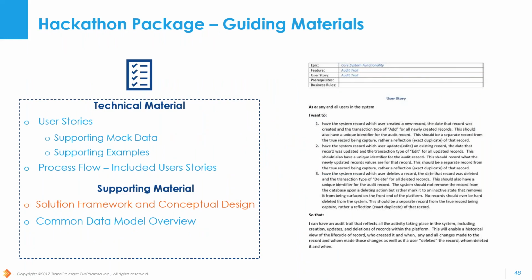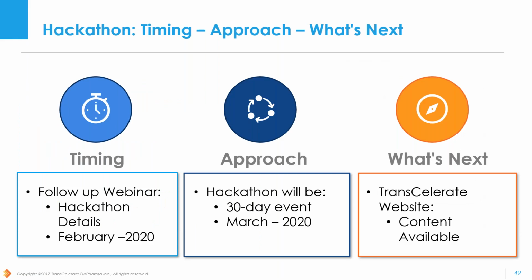Through the hackathon, we are putting together a package. This technology package will provide key material for that minimal viable product that we hope to see developed through the hackathon activities. That package will include an agile method process covering user stories. Those user stories will also provide supporting mock data and examples where applicable from a protocol. There will also be a process flow that maps out where the user stories fit in the overall process. In addition, the technological package will include the solution framework and conceptual design. Those are also available on TransCelerate's website. There will also be a summary of the common data model.